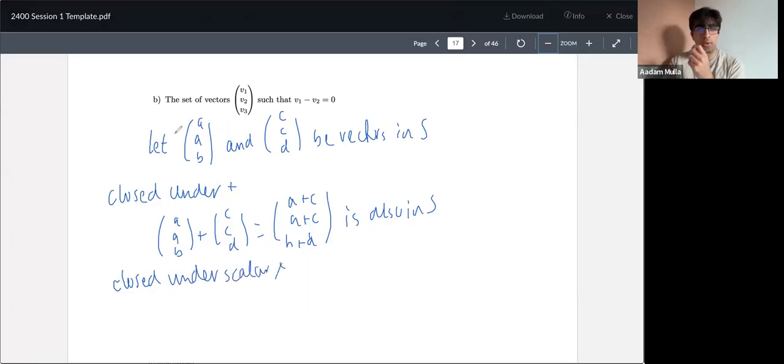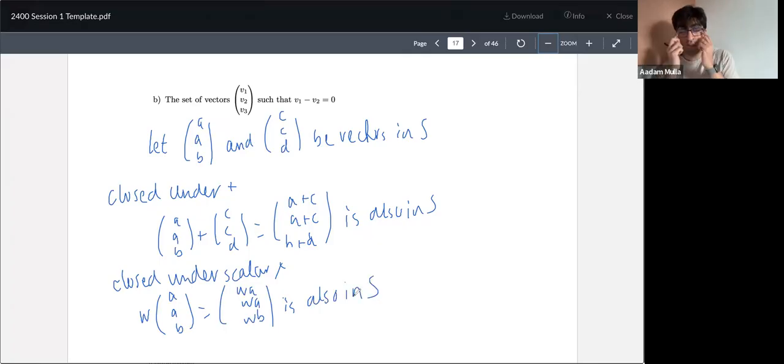We choose a constant. So we can choose any one of these vectors. Now let's choose a constant, W. Then W times (a, b) equals (Wa, Wb), also in S. Okay? So this is a vector space. Okay? All right.